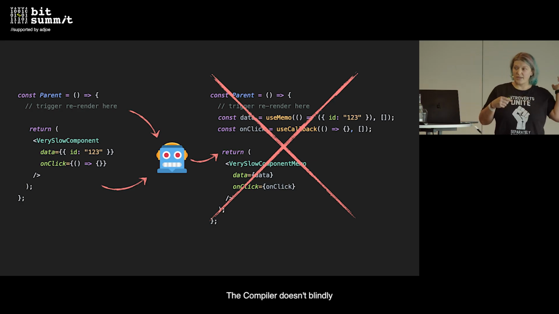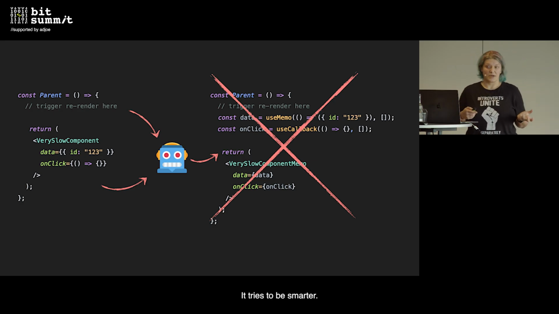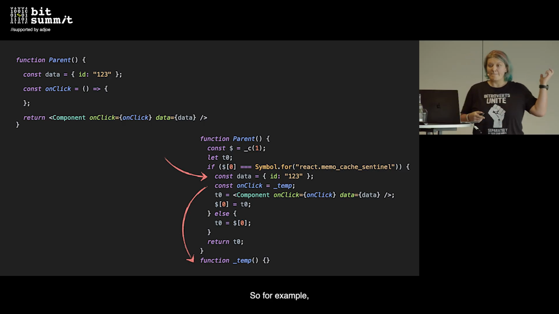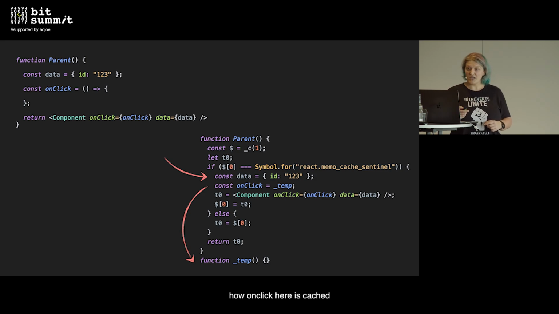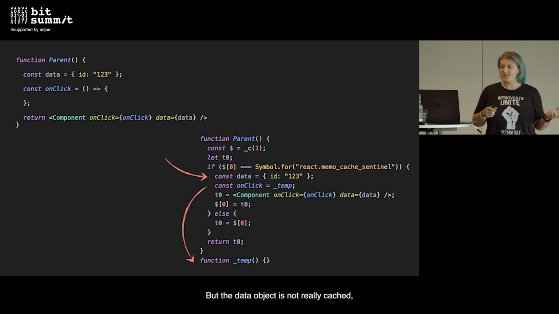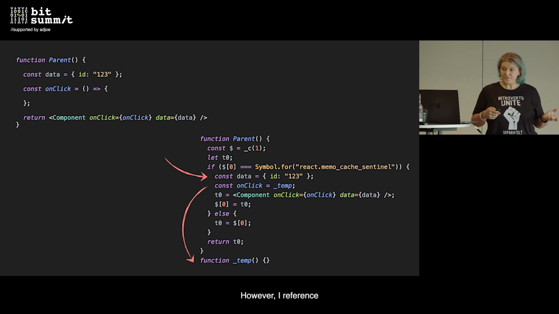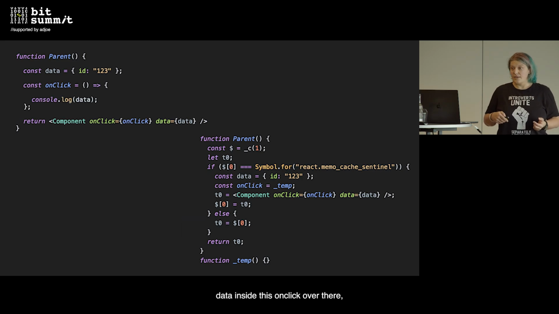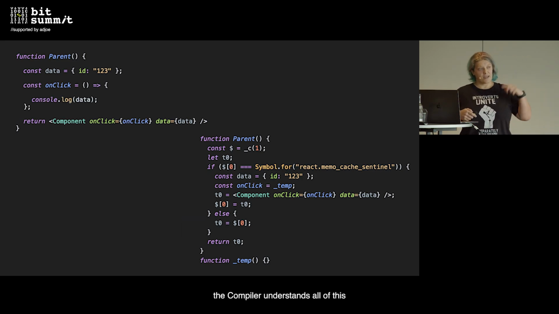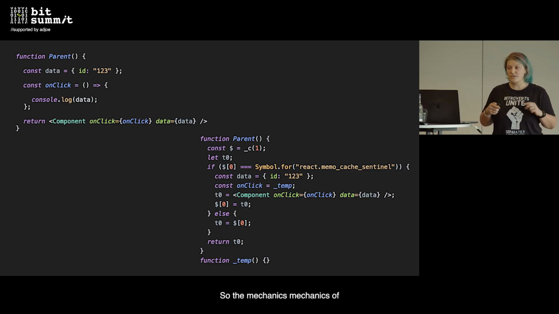The compiler doesn't blindly wrap things like that. It tries to be smarter. So for example, something as simple as this component will be transformed into this. Notice how onClick here is cached at the very bottom, but the data object is not really cached, it just moved inside the if statement. If, however, I reference data inside this onClick, the compiler understands all of this and completely rearranges the code. So the mechanics of how all of this works are really fascinating.